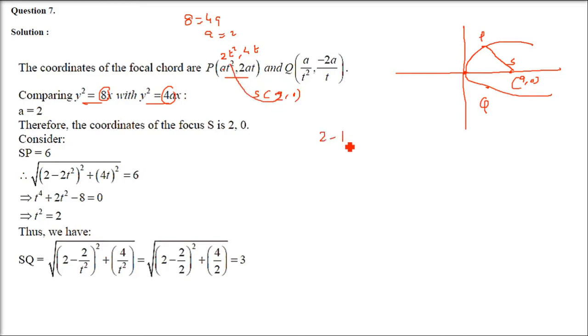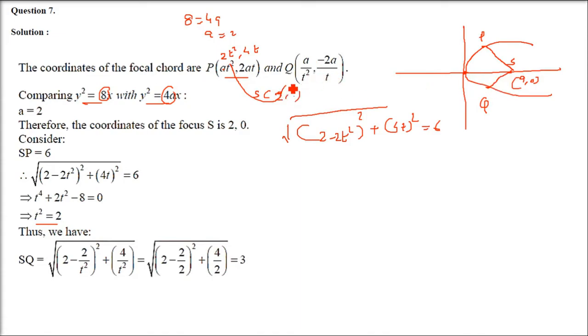Now you have to find the distance between this point S and P. So 2 minus 2t square whole square, plus 0 minus 4t whole square, that is (4t) whole square, under root. And this is given as 6 in the question. So square it, and it will be a quadratic equation. You know how to solve this quadratic equation, we have already done a whole lot of it in 10th class. So t square equals 2. Keep it like this because we will be dealing with t square only.